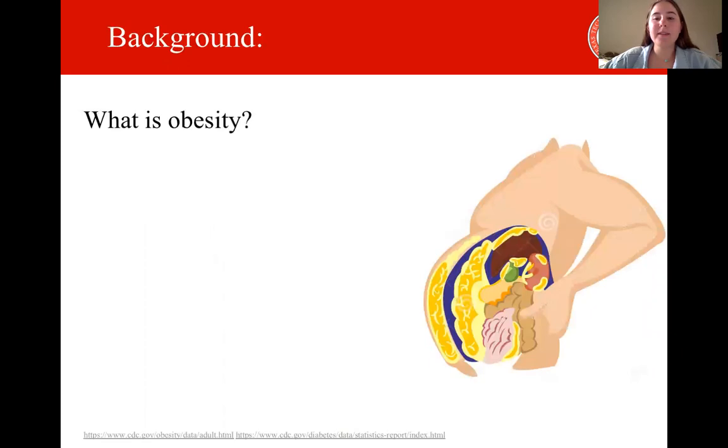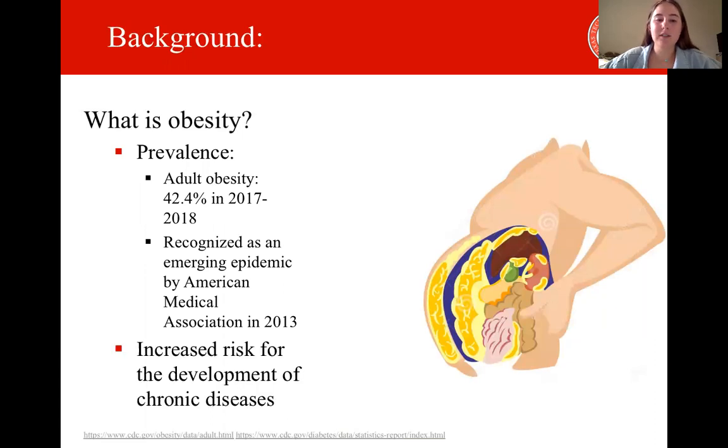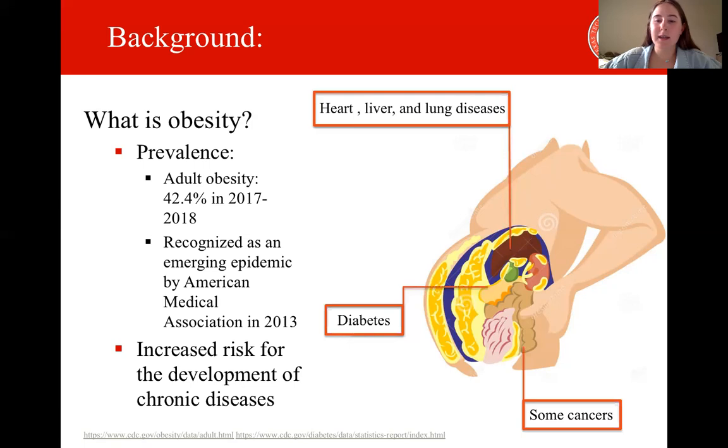To begin, what is obesity? Obesity is defined as the accumulation of excess fat, and this can result in an increased risk for the development of many diseases. In America, the prevalence for obesity is 42.4% in adults, making it an emerging epidemic. Having obesity can increase the risk for the development of chronic diseases, such as heart, liver, and lung diseases, diabetes, and some cancers.